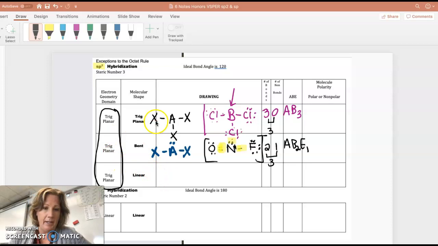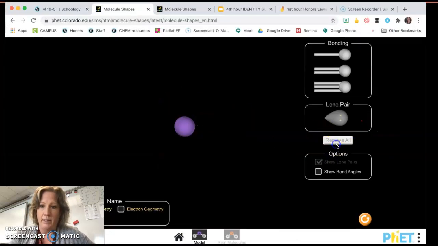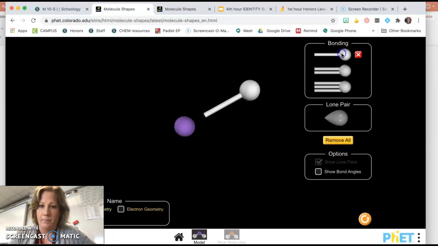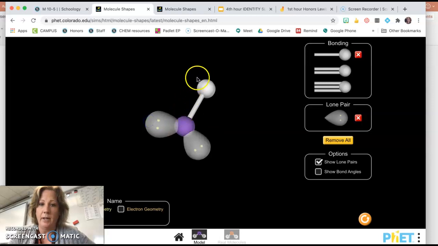Lastly, we have linear, and linear is when you're only going to have those 2 atoms. One of them we'll call the central atom, the other not, and you'd have 2 lone pairs around the central atom. So on the PhET, it would look like this, but then 2 lone pairs. And again, it's going to be just linear, in a line.